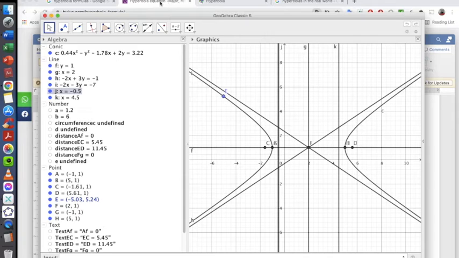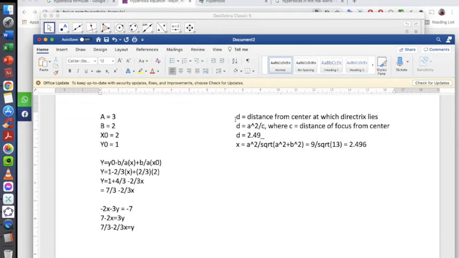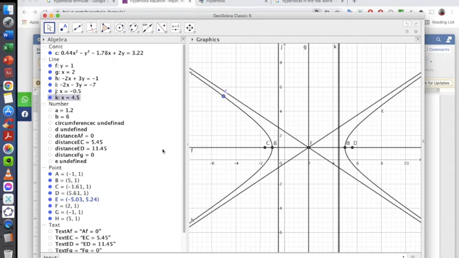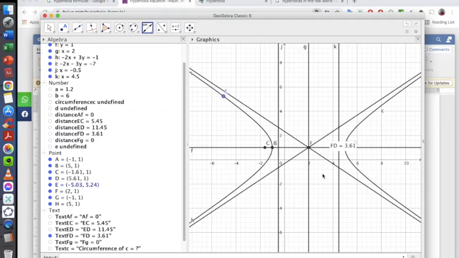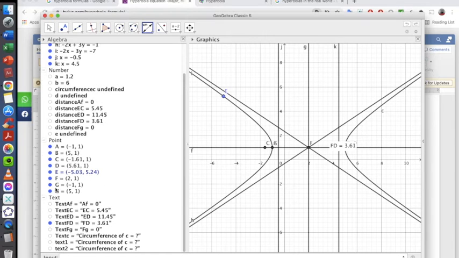It's actually negative 0.496 and 4.496, where we're not rounding quite the same. We could also say that d is the distance from the center at which the directrix lies, and d equals a squared over c, where c is the distance of the focus from the center. Now let's look at how far the focus is from the center. Let's find f and d. Here we are. Find the distance from f and d, and we get 3.61, which is precisely what the square root of 13 was, right?